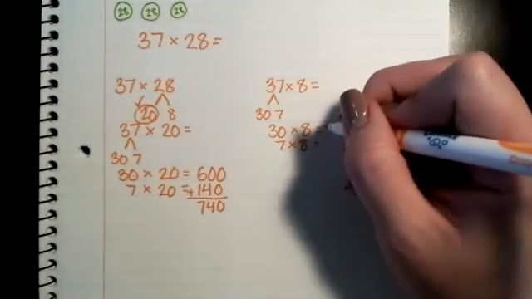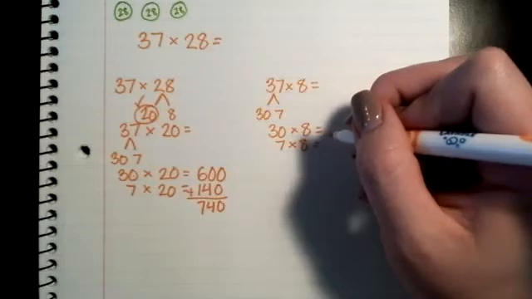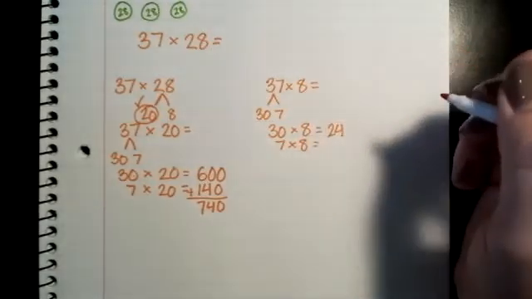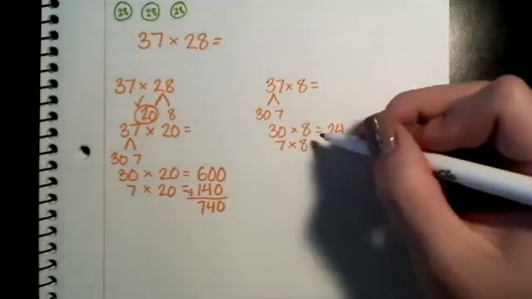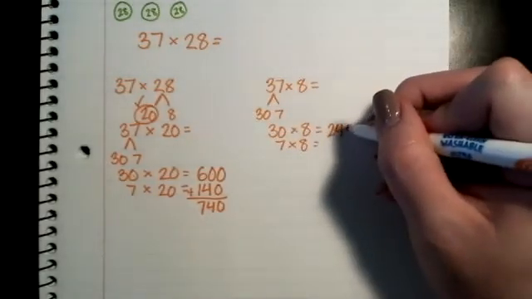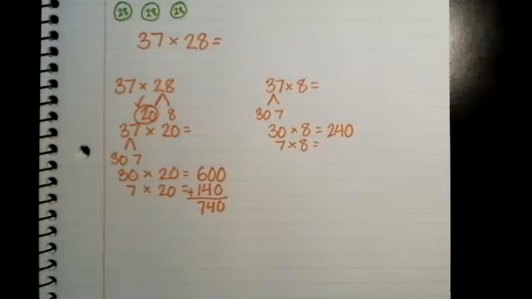Goodness gracious. I'm so sorry, friends. I just totally forgot. 24. My goodness, my mind is not working today. 3 times 8 is 24. And then I've got my extra 0 there for my place value. So that's going to be 240.